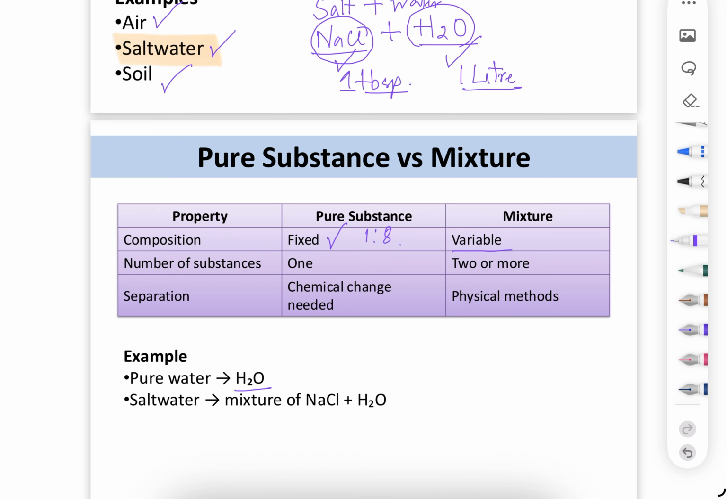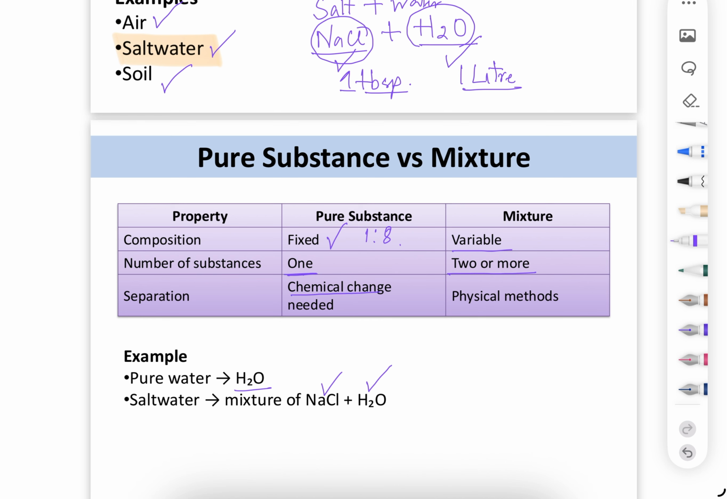When I say mixture, you can have NaCl and water. So you will have two or more substances in a mixture, whereas in a pure substance, you will have only one substance like water, carbon dioxide only. So you will not have another compound.